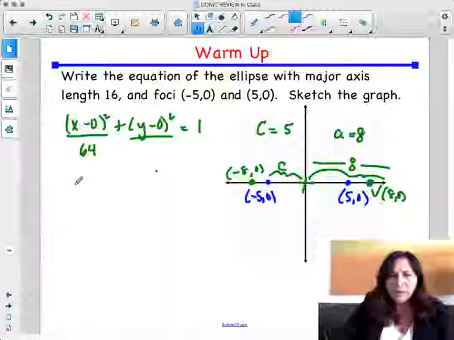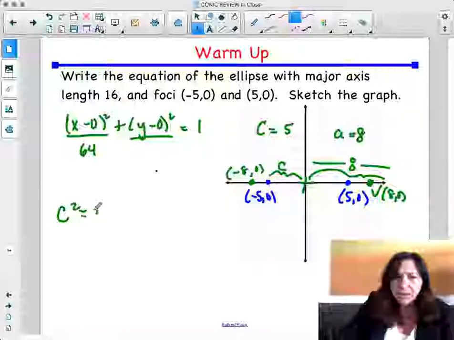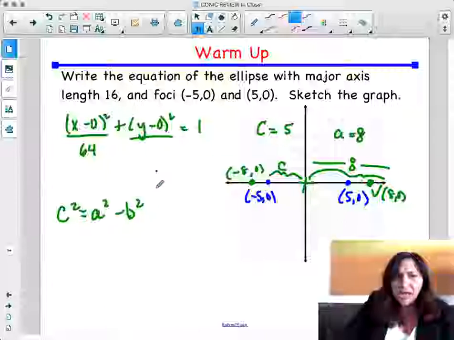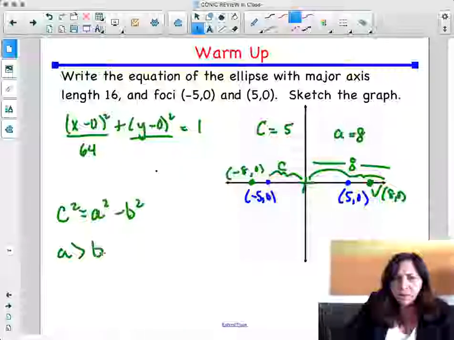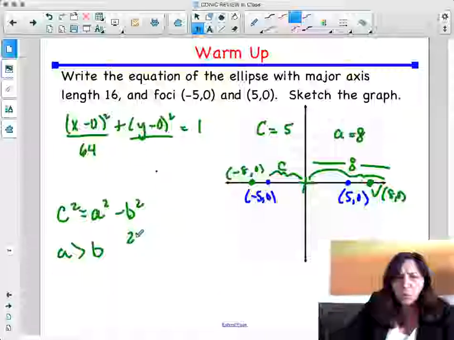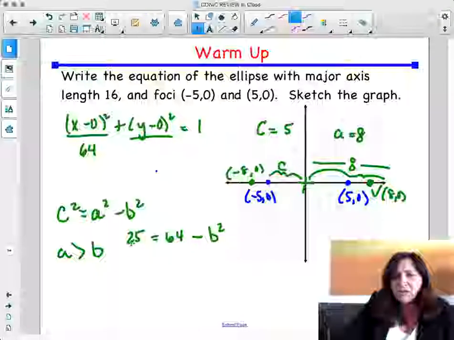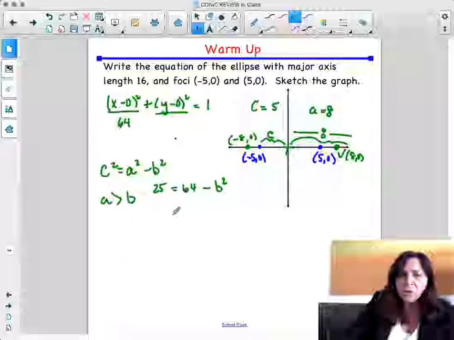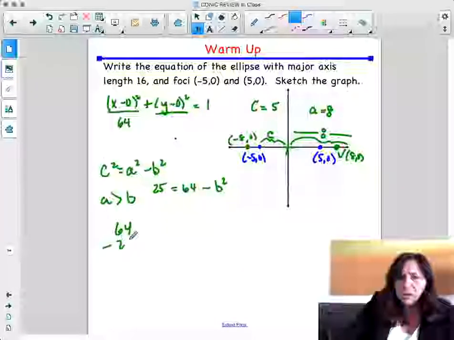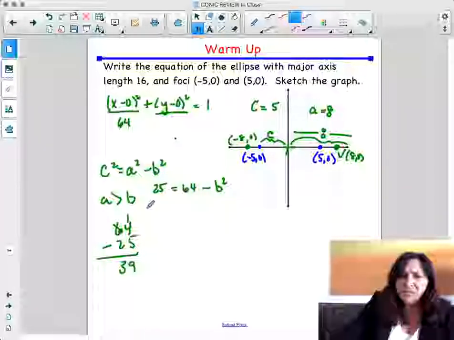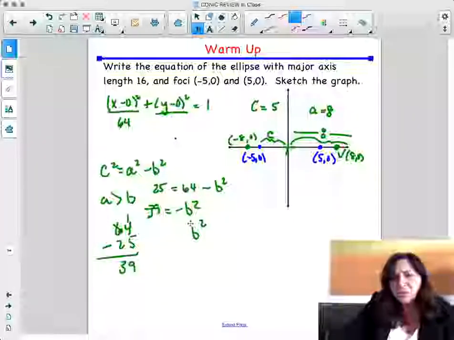So I can use the formula that we have for ellipses, which is c squared is equal to a squared minus b squared. For ellipses, a is always greater than b. So we're going to say 25 is equal to a squared, which is 64, minus b squared, which we don't know. So we're going to subtract 64 from the other side. 25 minus 64, we're going to subtract, borrow, and that's a 9. This means negative 39 is equal to -b squared. So b squared is equal to 39. So that means up here is 39.